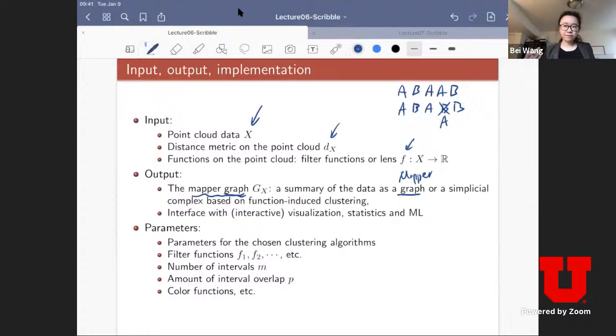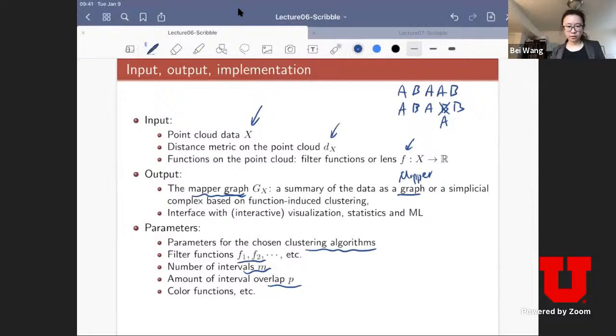You can look at what data point belongs to which node of the graph, and what statistic I can perform on top of those nodes. And then of course, when I go back to it, what are the parameters? There is a parameter for, once I see the points belong to a particular cover element, how do I cluster them? What type of filter function am I going to choose, the number of intervals, the amount of overlap. And of course, for visualization, there are other parameters, such as how do I color my points in the visualization interface? This all sounds abstract.